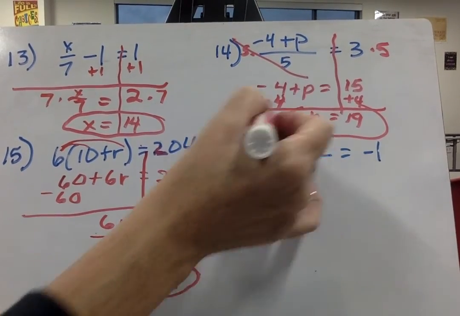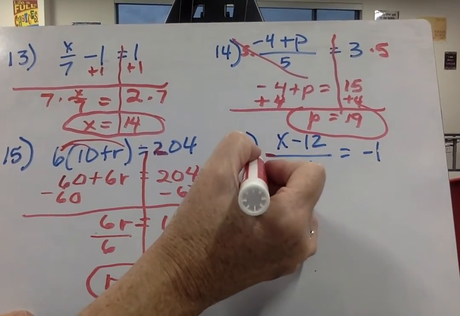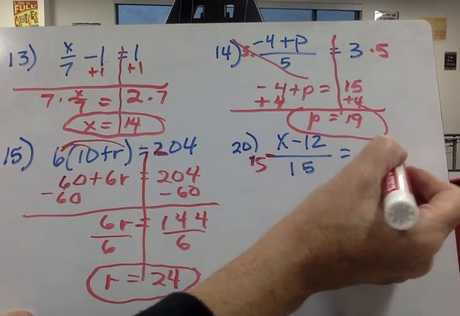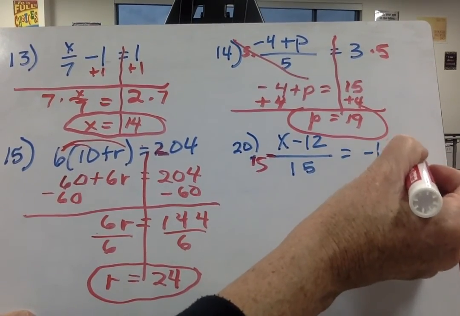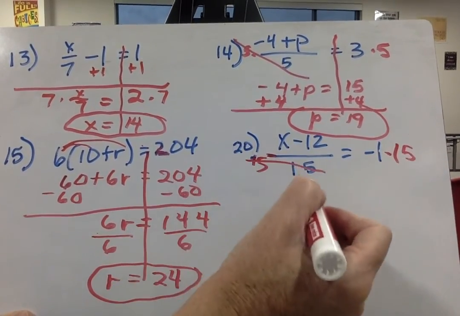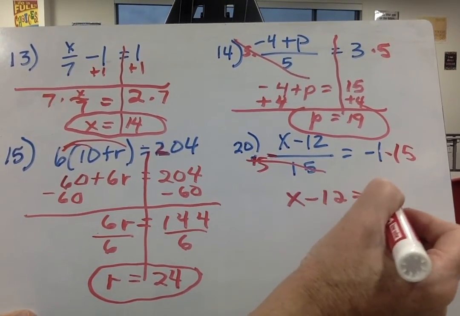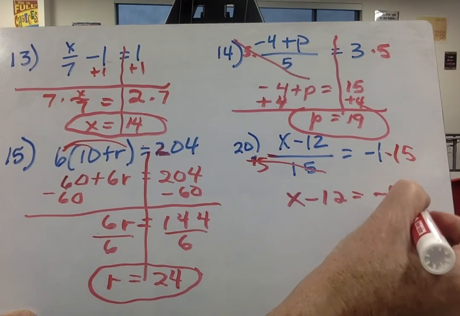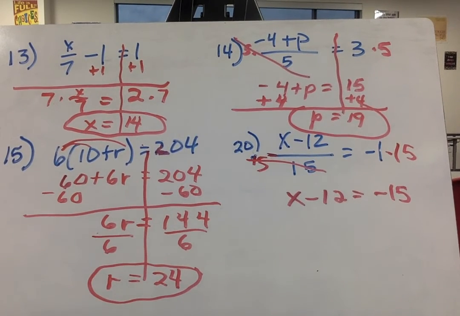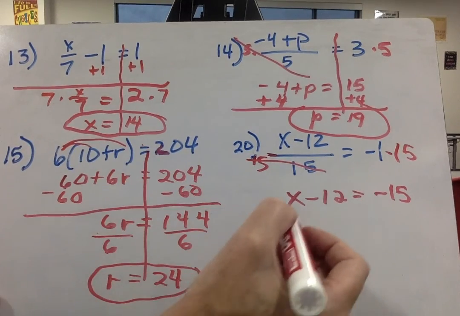Okay, so 20 is a little bit like 14, where I'm going to multiply by something first because we have division over the whole problem. So I multiply both sides by 15. Okay, that will get rid of that, and I just bring that down to x minus 12. x minus 12 equals negative 15. Then I add 12.